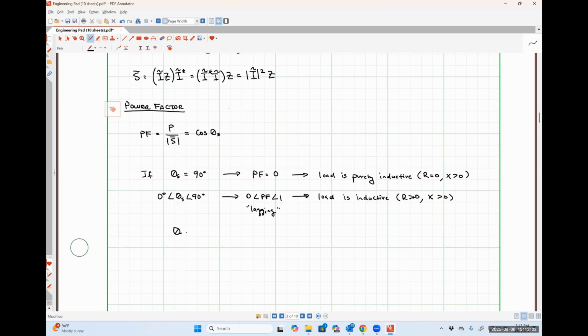If our power factor angle is exactly 0 degrees, then our power factor is 1, also called unity power factor. And this means that our load is purely resistive. So that means R is greater than 0 and our reactance X is equal to 0.